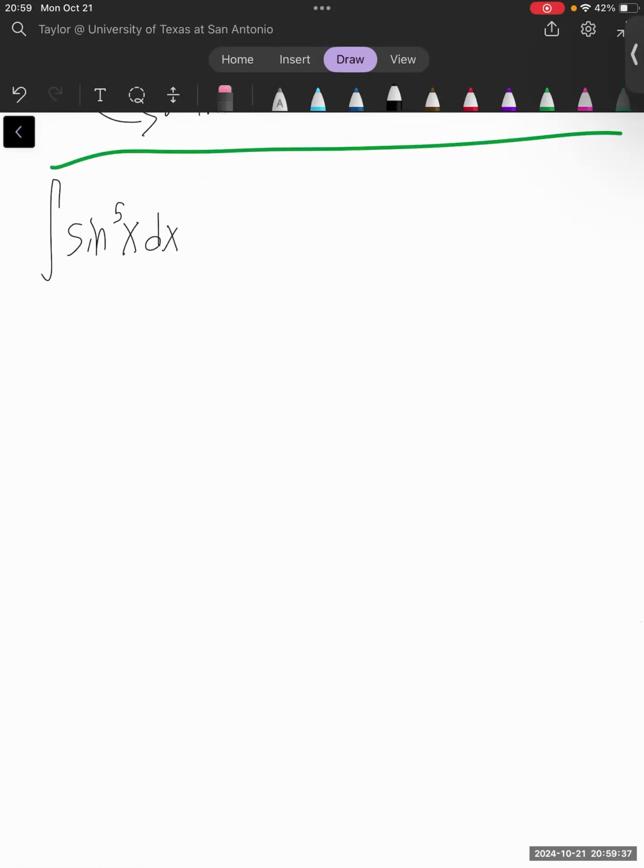All right, so we are moving on to the next example, and we're moving on to the next topic as well. So this is integrals with trigonometric functions. So the first one we're going to look at is the integral of sine to the 5th x dx. So the first thing we're going to do is I'm going to break off a sine x times sine of x dx.